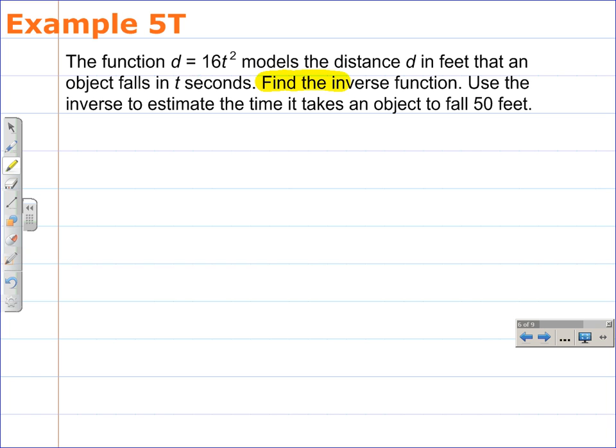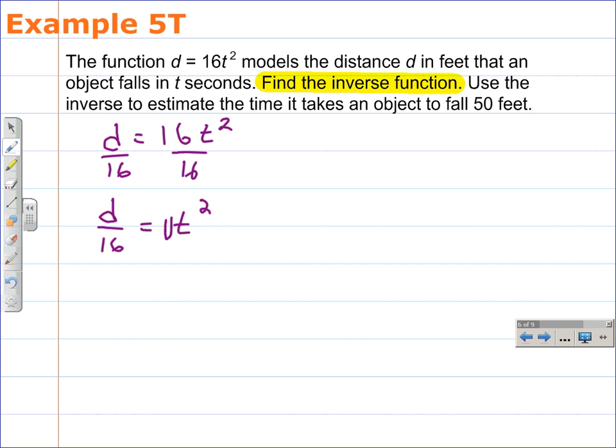This sentence right here tells you what to do. It's a direction. Find, that's a directive word. Find the inverse function. So the first thing we need to do is take the original function, d is equal to 16t squared, and find the inverse function. To do that, we divide both sides by 16, giving us d divided by 16 is equal to t squared.